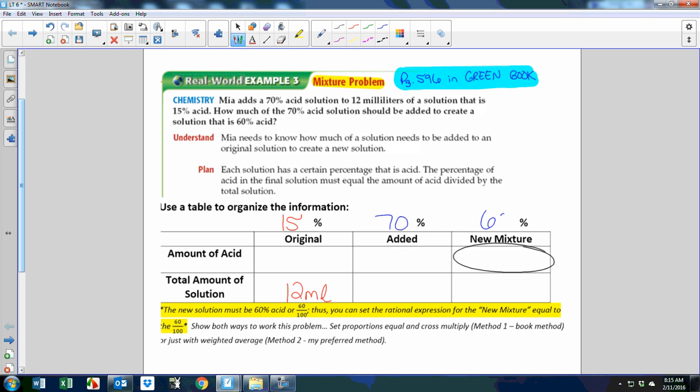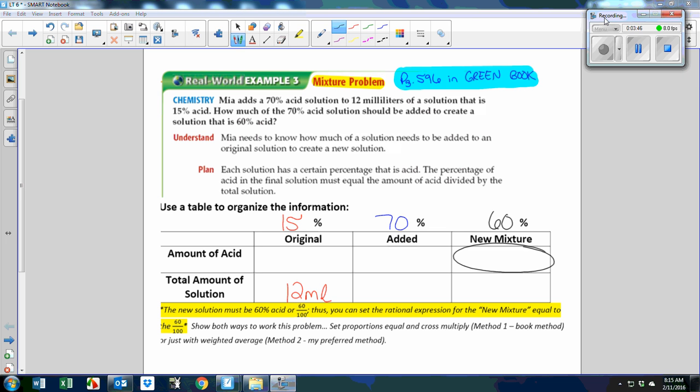Well, if we're going to create a 60% solution, it's going to take a lot of the 70% to get it there. A lot meaning a lot more. Sorry about that. A lot meaning a lot more than 12 milliliters, because 60% is really close to 70%. And if you're going to be adding a 70% solution to a 15%, it's going to take a lot of that solution to get it up to 60% in the end. So with that in mind, that's all that we were given. But we have enough information to finish the rest.